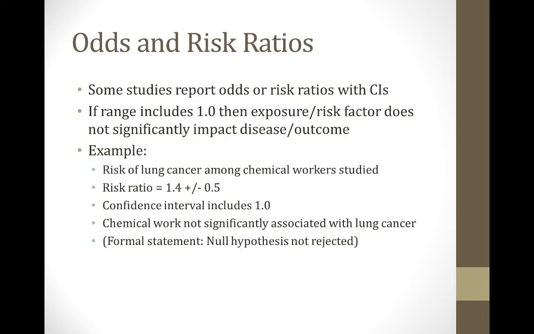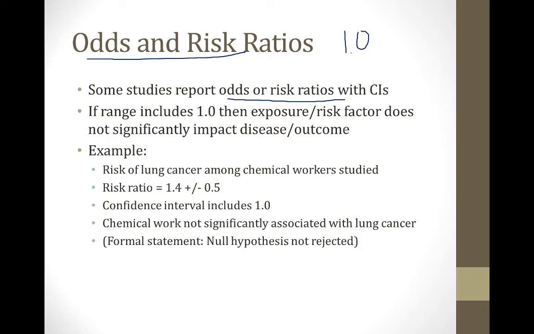Now let me talk about some specific ways we use confidence intervals. First I'll talk about when we use them with odds or risk ratios. In the module on study designs, I talk about how odds and risk ratios explain the likelihood of increased rates of disease related to an exposure. For example, if you're exposed to smoking, does it increase your rate of lung cancer? An odds or risk ratio of 1.0 means that the exposure risk factor is not associated with higher rates of disease. So some studies will report an odds or risk ratio with a confidence interval.